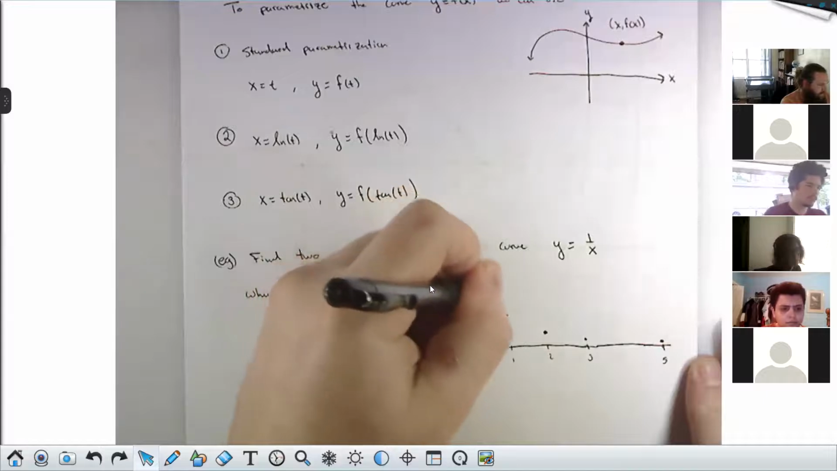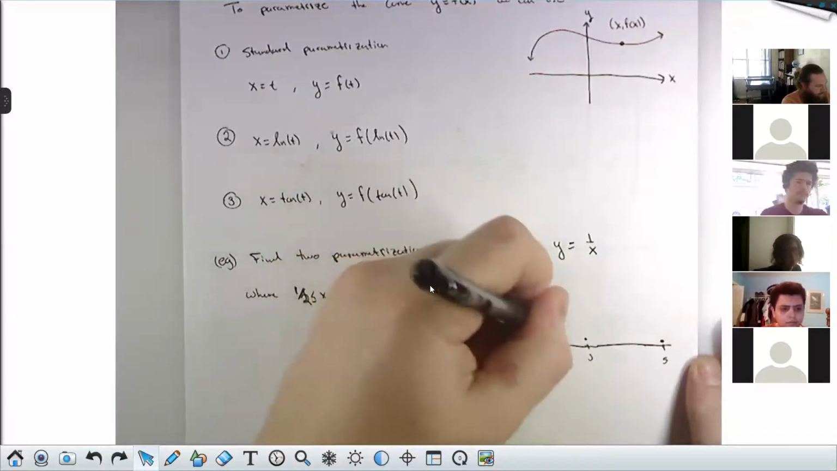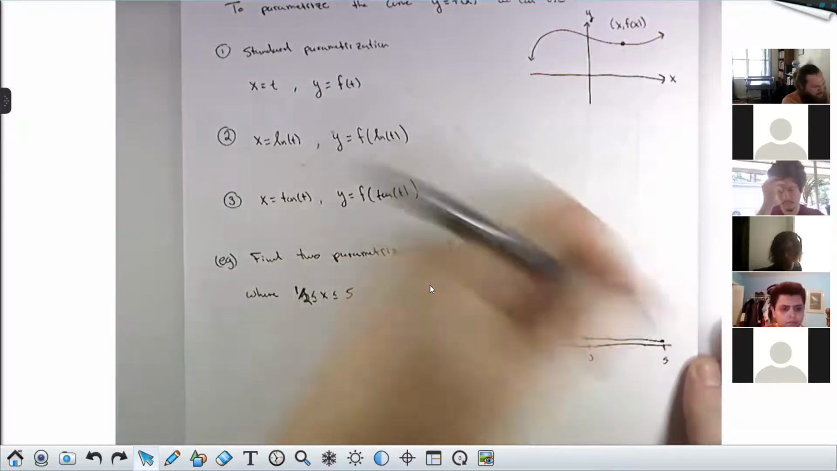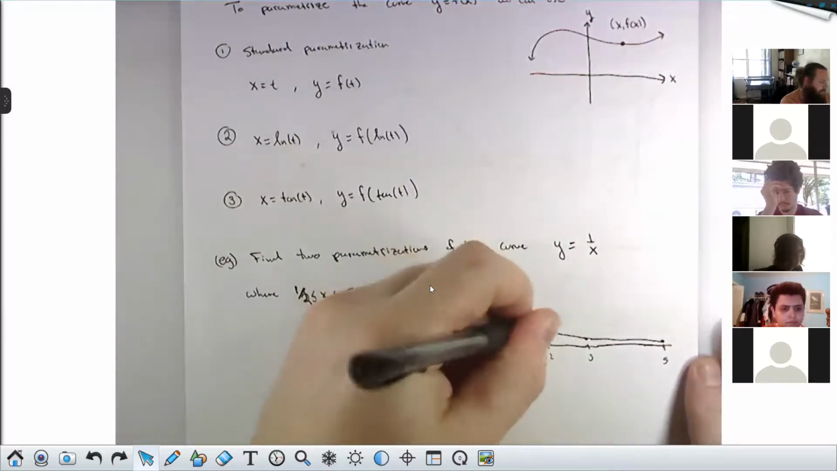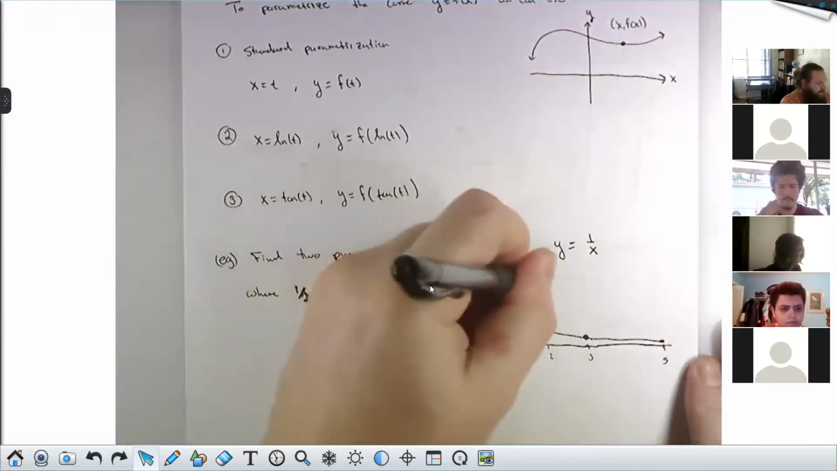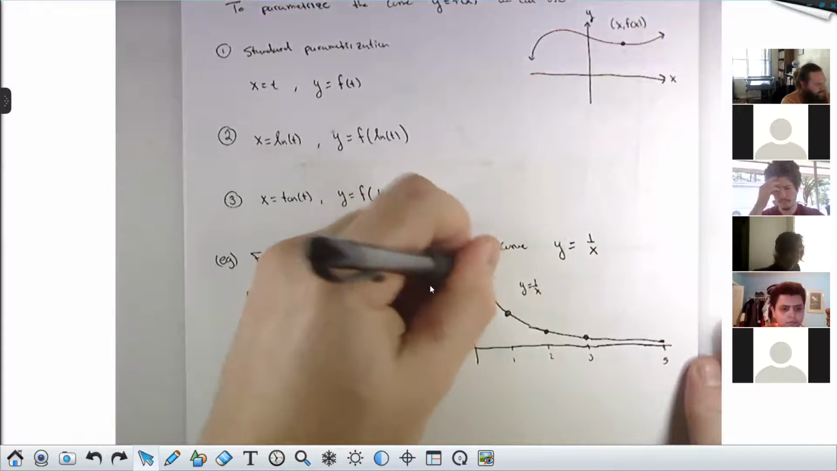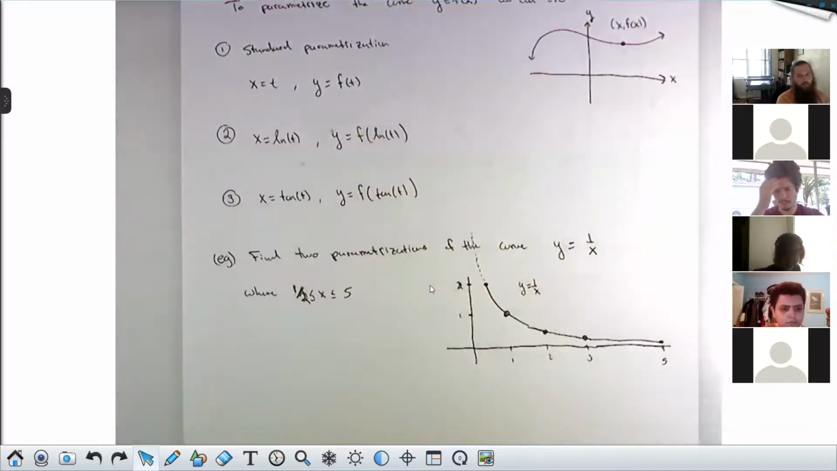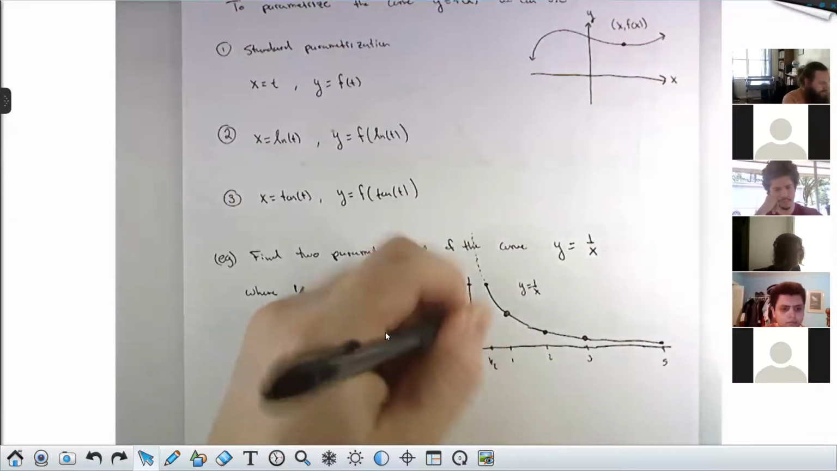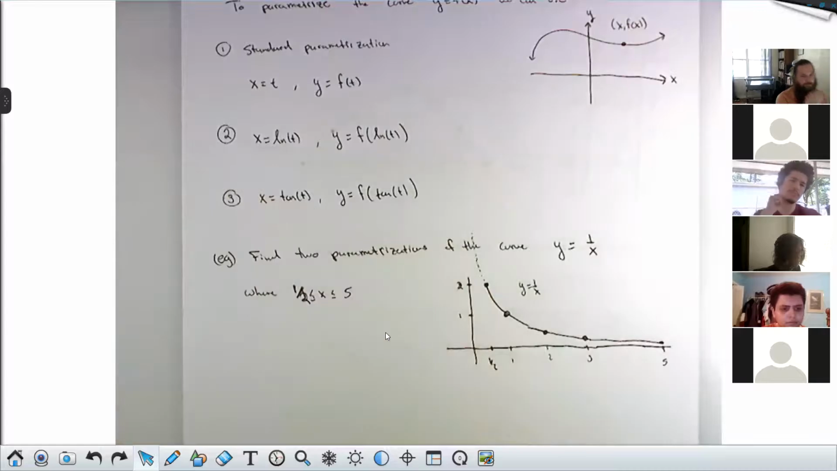Here's the thing I'm looking for. So I know this is the graph, y equals 1 over x. I know it continues up like this, has a vertical asymptote there, but I'm not interested in that. I'm just interested in the piece from 1/2 to 5. All right, here's 1/2. We can use the standard parametrization.